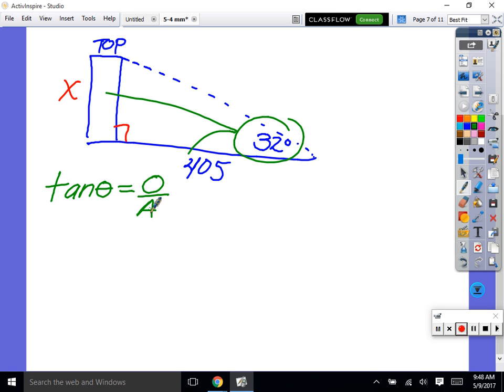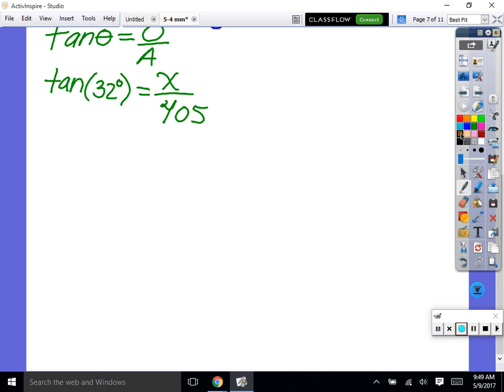Now you'd say to yourself, I'm going to put in everything I know. Tangent, do we know theta? Okay, then put it in. What's our opposite side? X. What's our adjacent side? 405. Now you'd say to yourself, my goal is to solve for x. Should I undo tangent in this one? No, because then we have a floating 32 degrees, which is not good news. So what we're going to do is get rid of the fractions.